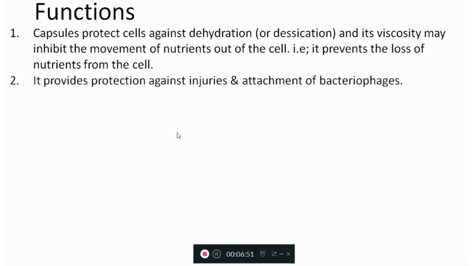Capsules provide protection against injuries, and also bacteriophages cannot attach or penetrate into the cell because of the capsule in many cases. However, there are bacteriophages that can dissolve the capsule and can enter into the cell, dissolving the cell wall material and the membrane also. So that is a different thing, but in many cases it protects from bacteriophage attack.